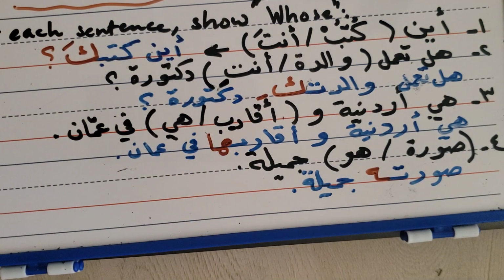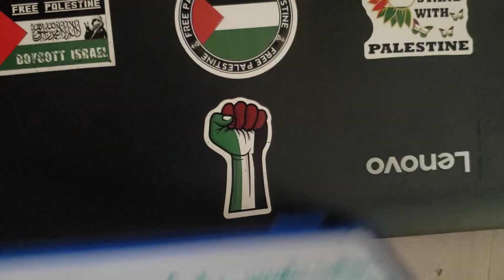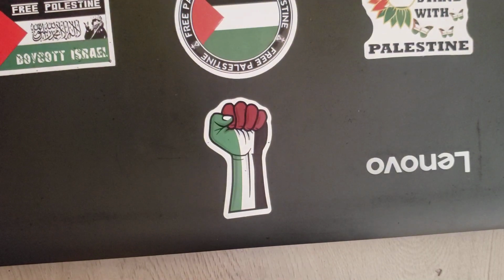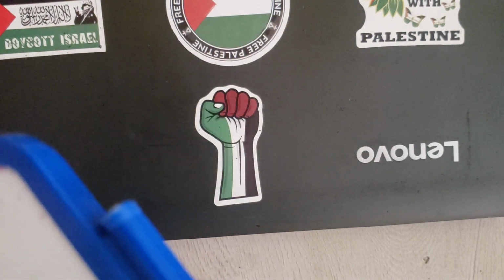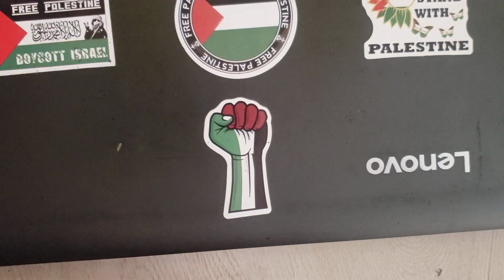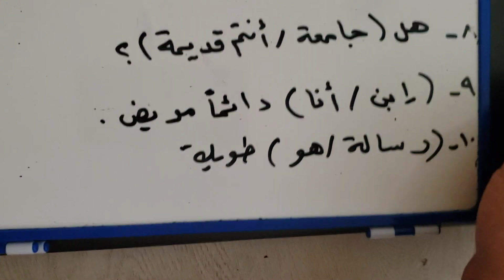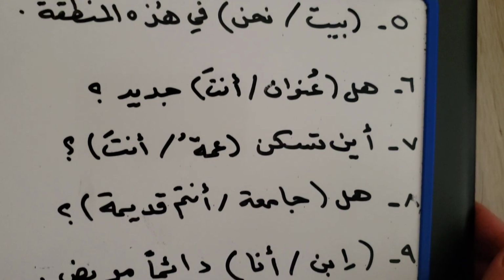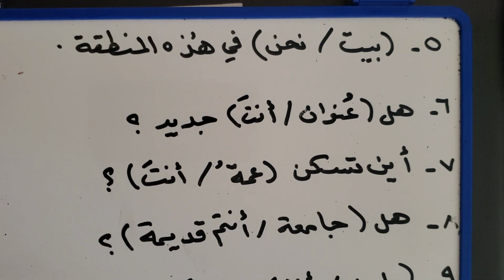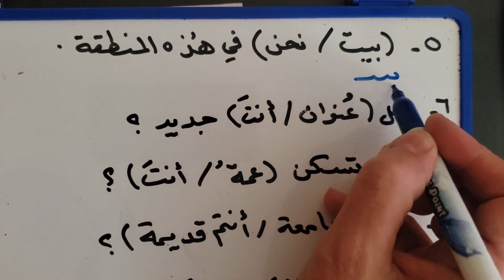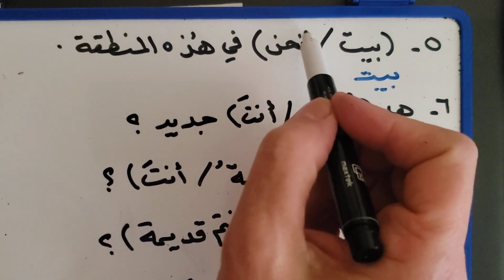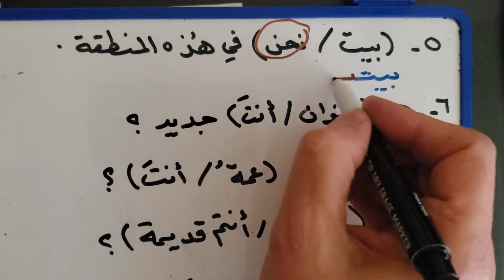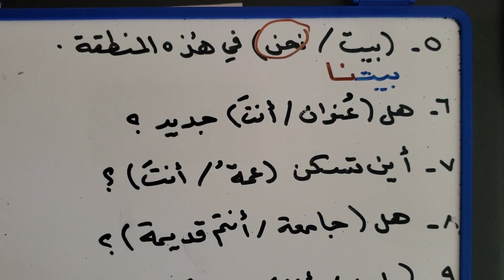All right. And then we have more questions. So the more you practice, the more you answer questions, the more it's easy for you to remember the differences between the possessive pronouns. Okay, so we are on question number 5. بيت نحن في هذه المنطقة. So it's our house in this place. So بيتنا. We take the word بيت and then we attach the possessive pronoun that corresponds to نحن, which is نا. بيتنا في هذه المنطقة.